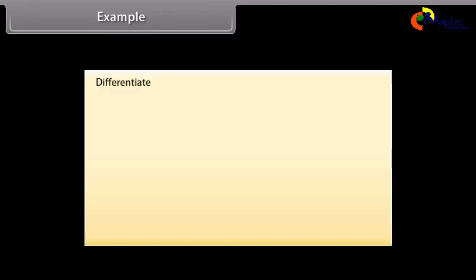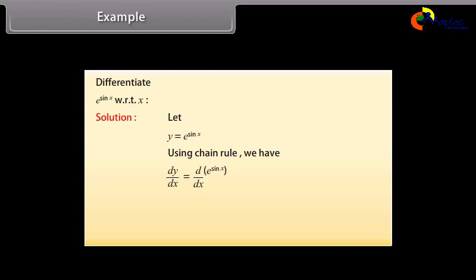Example: differentiate e raised to the power sin x with respect to x. Solution: let y is equal to e raised to the power sin x. Using chain rule, we have dy by dx is equal to d by dx of e raised to the power sin x, which is equal to e raised to the power sin x into d by dx of sin x, which is equal to e raised to the power sin x into cos x.